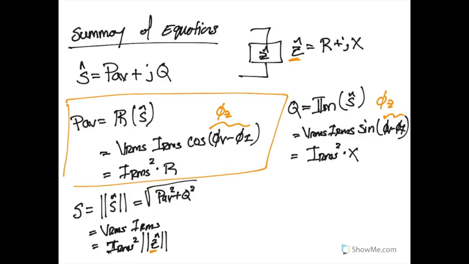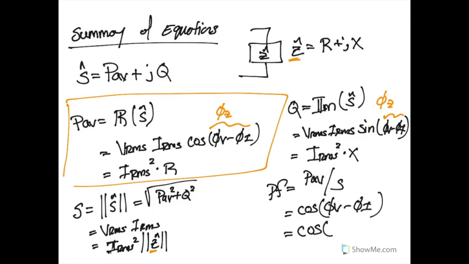Finally, we have our power factor. Our power factor was the average power over the apparent power. And there are a couple of ways we can rearrange this, given our power triangle, by simply saying that that relationship is the cosine of the two phases of the voltage and the current, which again we keep calling Z.